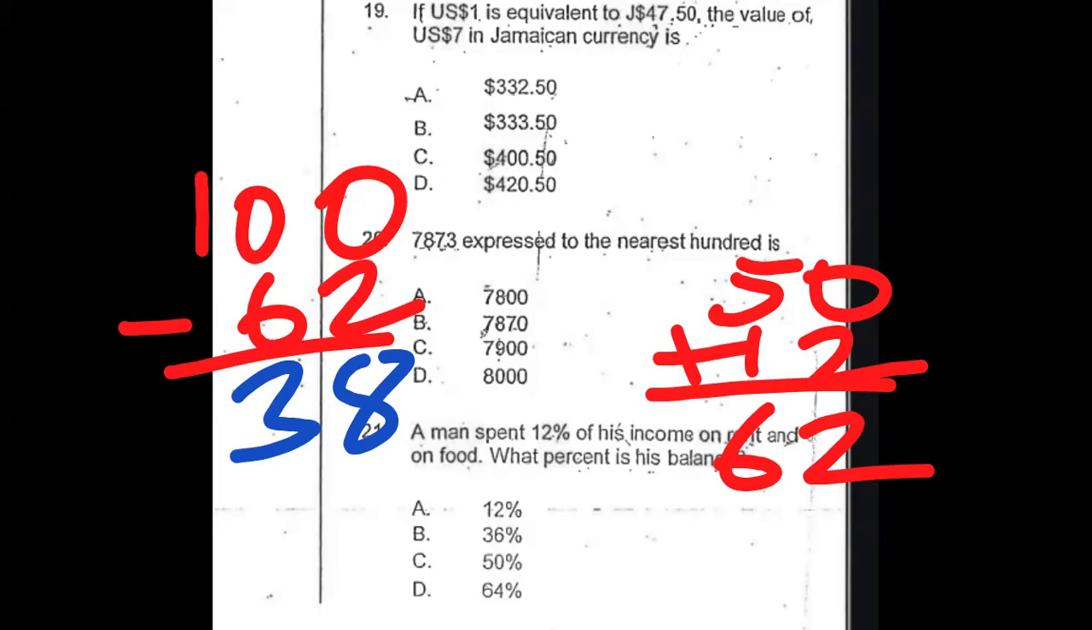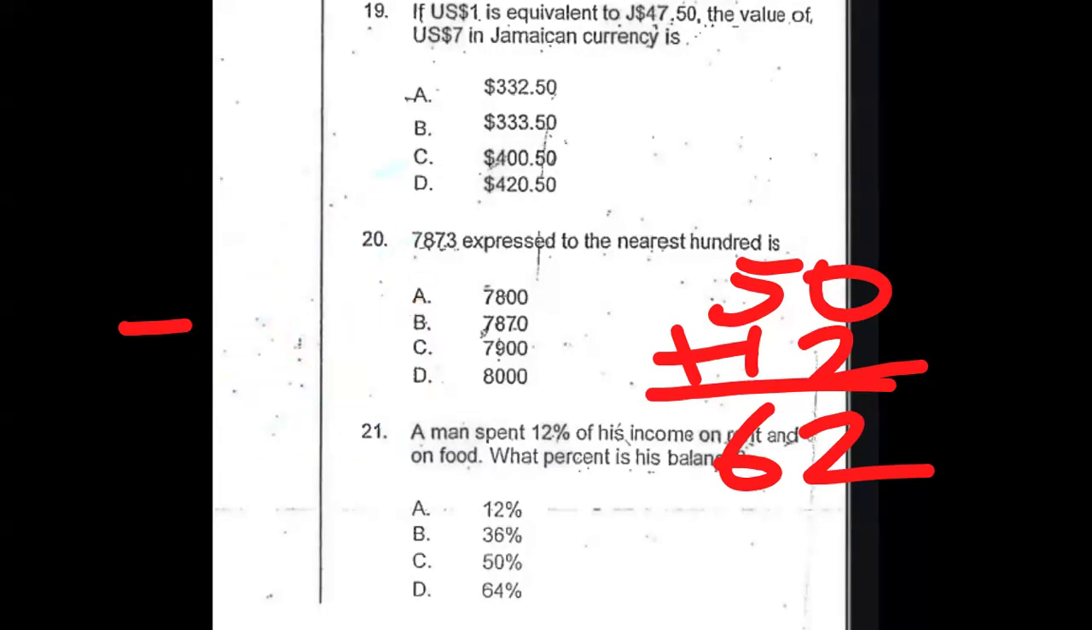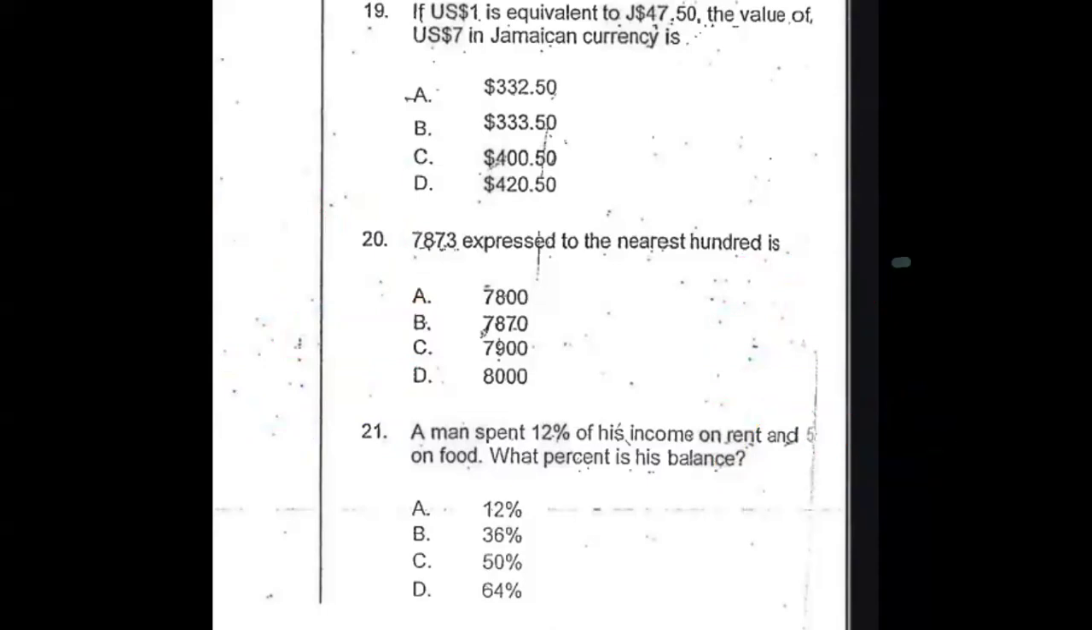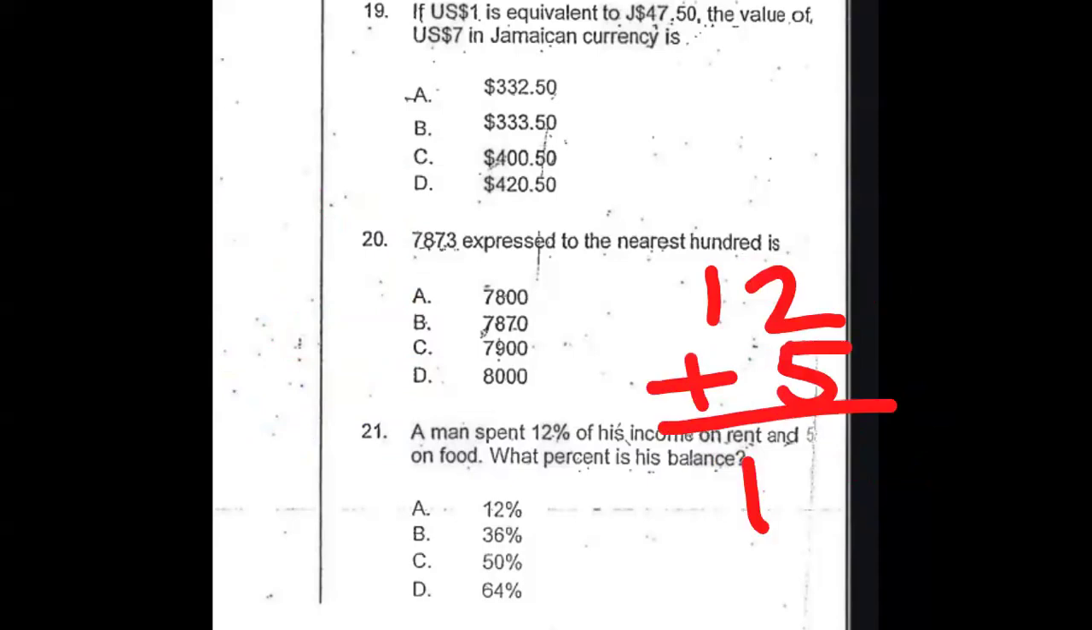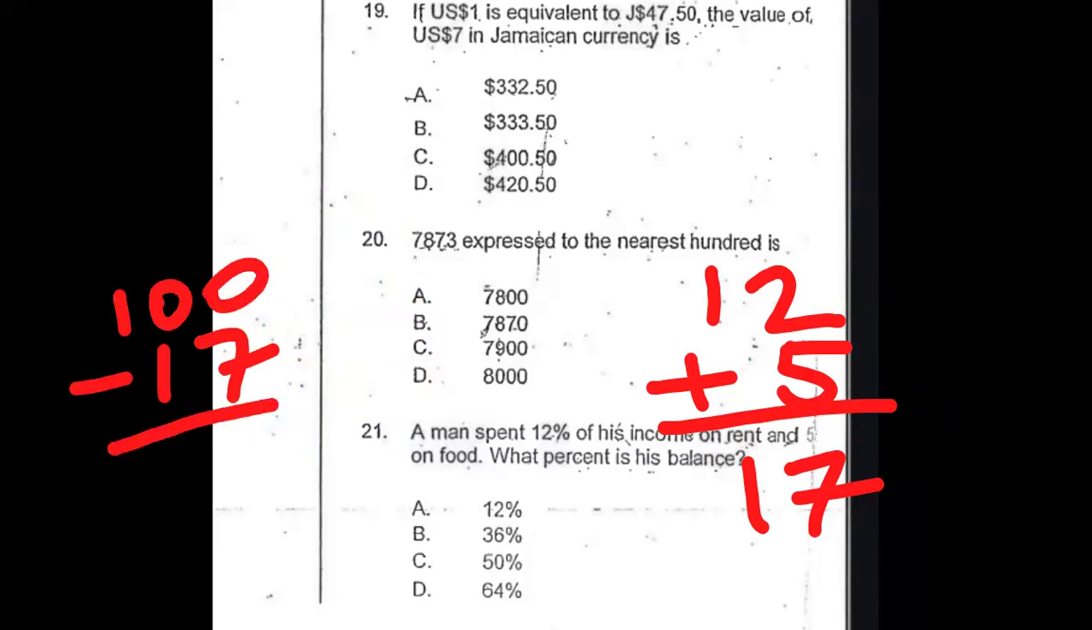But then here's the other argument. What if it's not the 50, but it is actually 5? That doesn't make sense either, because 17 from the 100 would be 83.